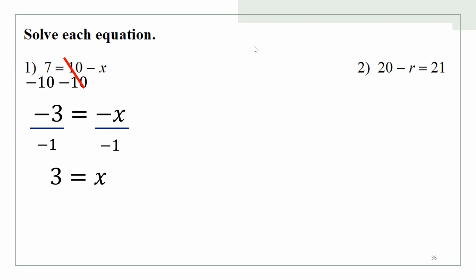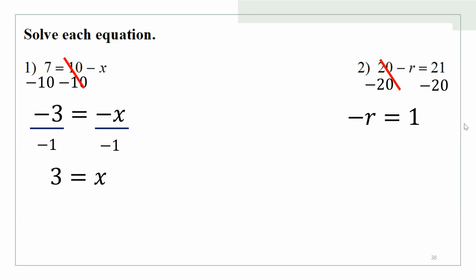Here we go. Number 2. Again, I have a +20 out there. So to get rid of a +20, we are going to subtract 20 from both sides. Okay? On the left, those 20s will eliminate each other. On the right, 21 minus 20 becomes 1. And look, I bring down the negative in front of our variable.